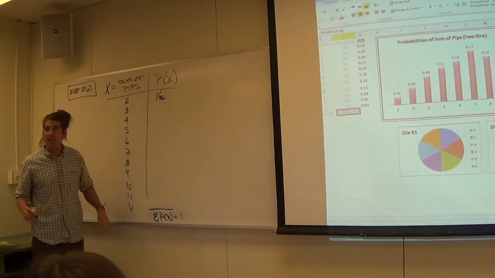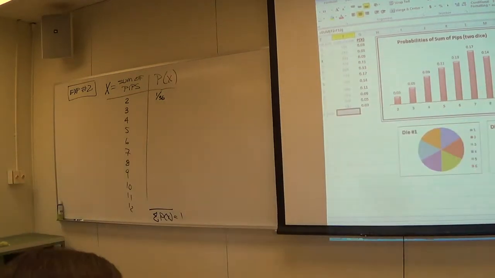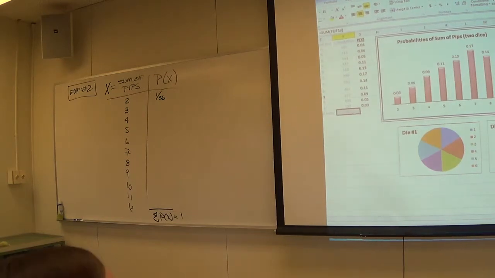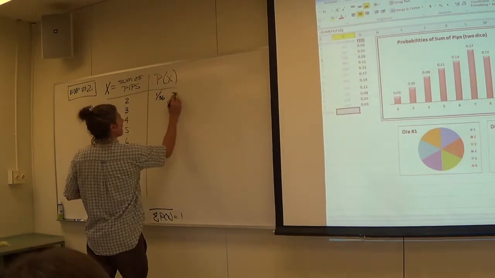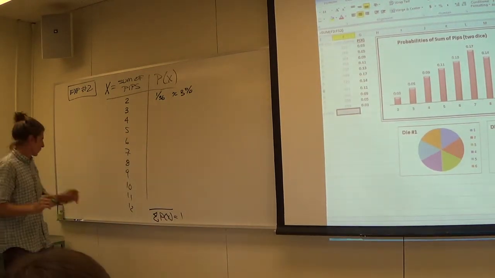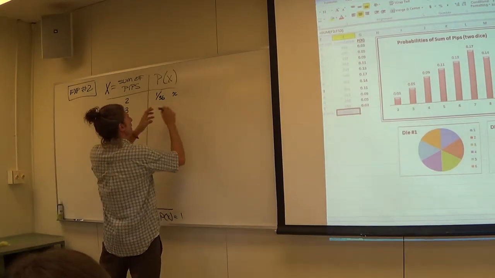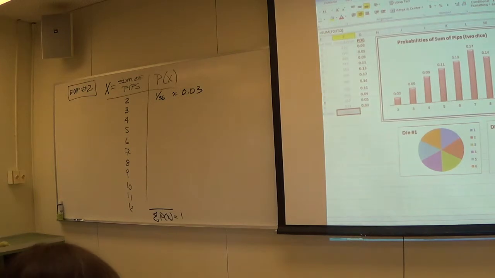What is 1 in 36 as a decimal, friend? Roughly 3%? Yeah. I paused it real quick. We'll come back to it. That's just about 3%. Good, good. Oh, you know what? Let's go 0.03. That's easier to do math on, isn't it? Not that it matters.